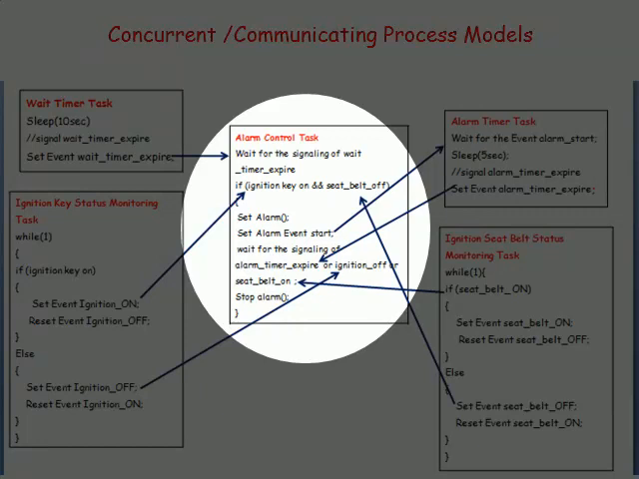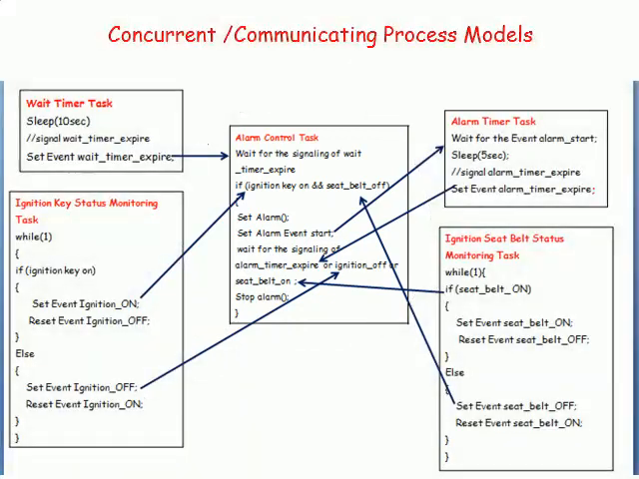In case the alarm is started, the alarm control task waits for signaling of any one of the events, alarm timer expire or ignition off or seatbelt on. Upon signaling any one of these events, the alarm is stopped and the alarm control task simply completes its execution and returns.